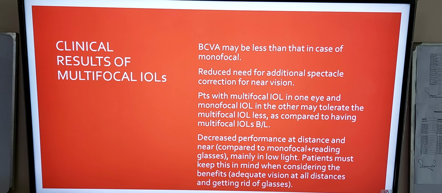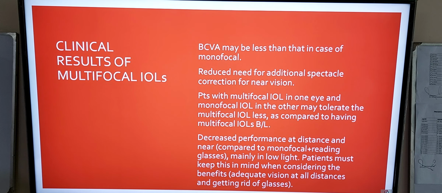After some studies, some results were achieved while checking the multifocal lenses. The conclusion was that best corrected visual acuity might be lesser than in case of monofocal lenses. However, the plus point is that we may not need the near glasses.